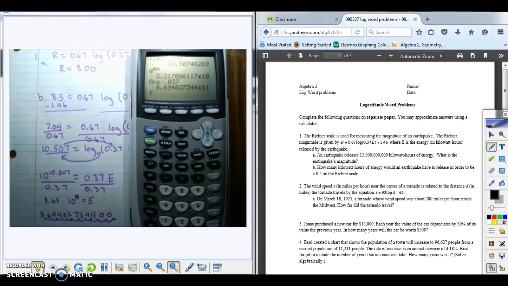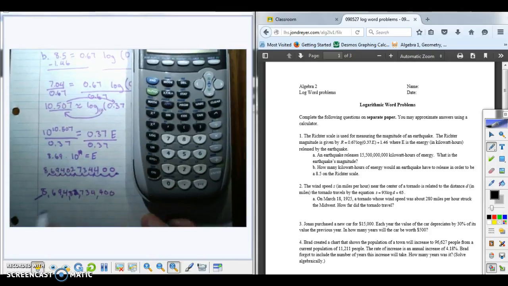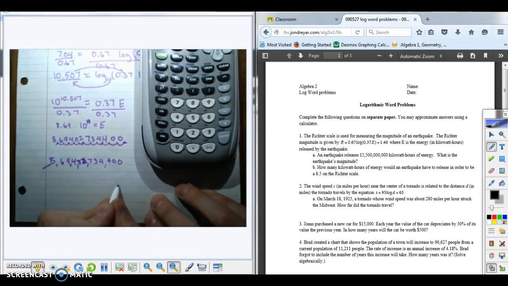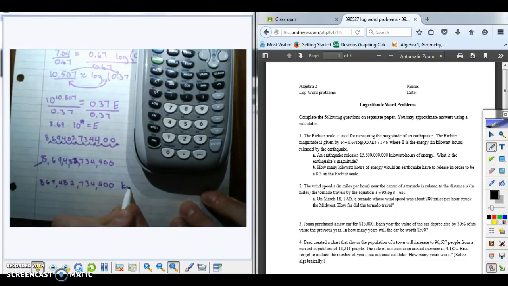Whew. All right. There's a whole lot of numbers going on. Let's try that one more time. I'll start backwards that way I don't make any mistakes. 0, 0, 4, comma, 4, 3, 7, comma, 2, 8, 4, comma, 9, 6, 8. So that's how many kilowatt hours of energy is in an 8.5 Richter scale earthquake. All right, there you go. That's how you do number 1 on this word problem.